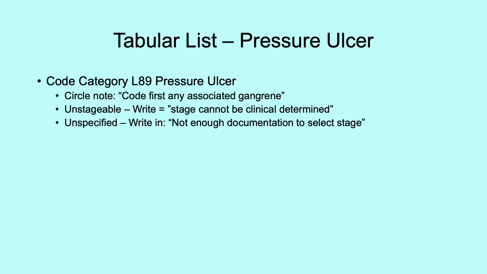Unstageable means the physician can't determine what stage it is. It may be covered, that could be. It may have a graft over it. Write in unstageable, stage cannot be clinically determined. Unspecified, write in not enough documentation to select a stage. So it's a stage, but they just didn't write it down.